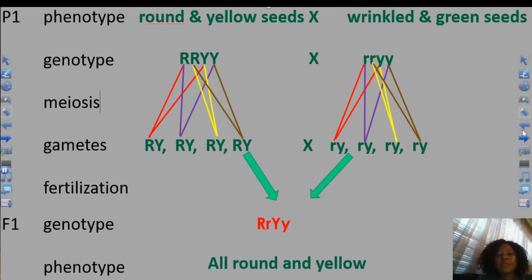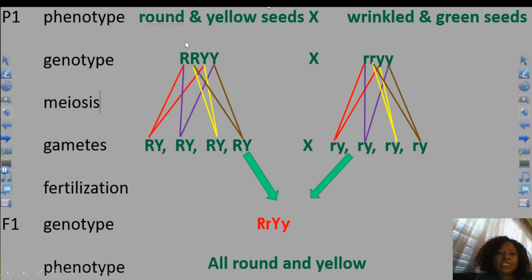Now, as we did in the monohybrid crosses, Mendel started with pure breeding plants, meaning that the plants were homozygous in the first generation. So here we are crossing round and yellow seeds with wrinkled and green seeds. Round and yellow are the dominant characteristics. So for the genotype of the round and yellow seeds, we use capital R for the round characteristic and capital Y for the yellow seeds.